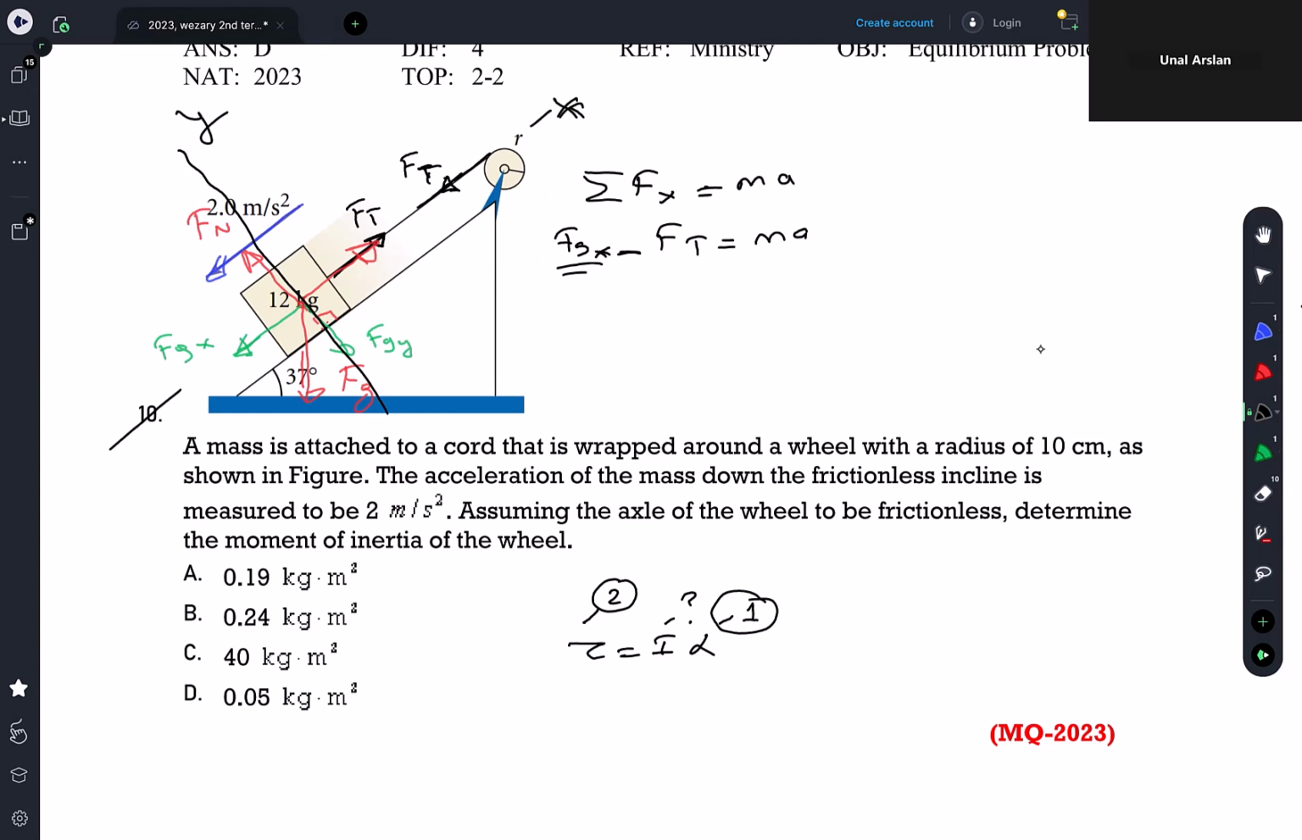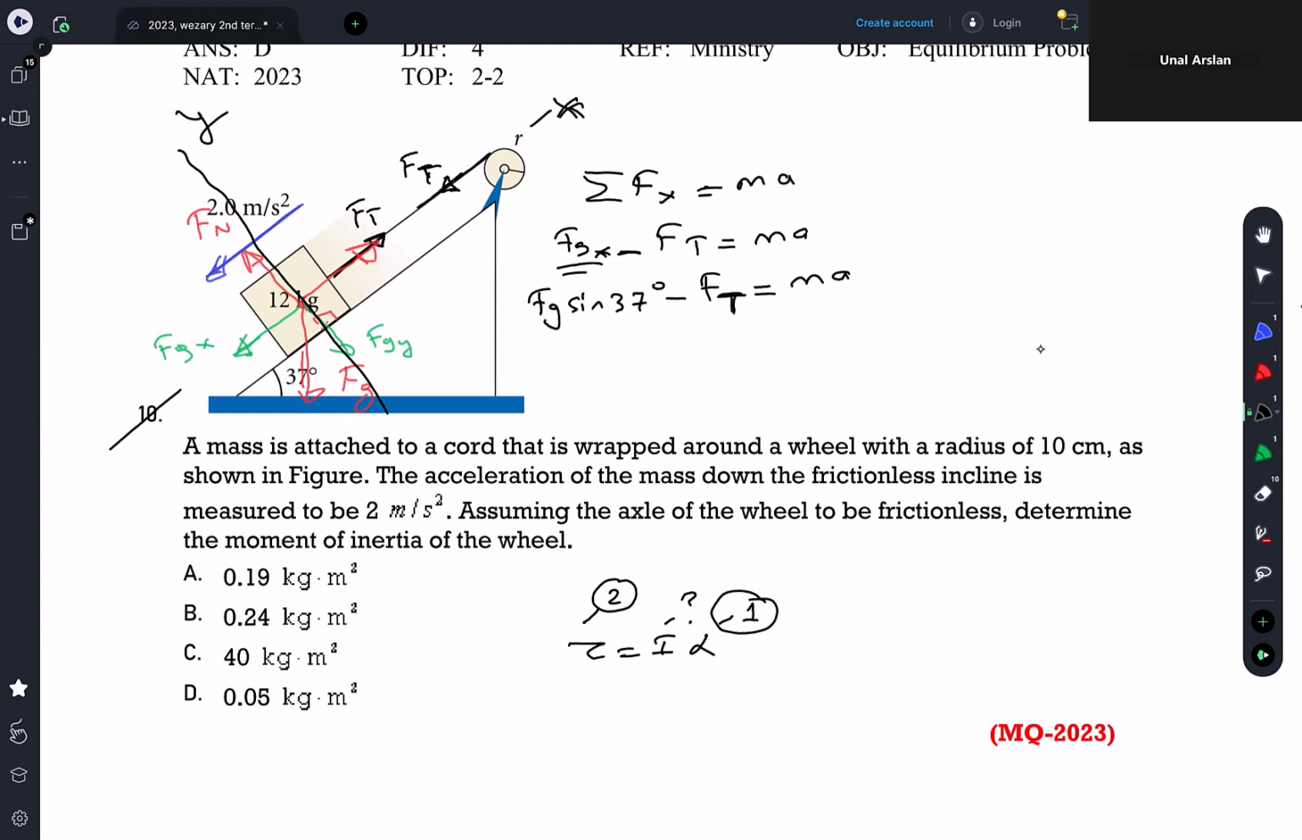Fgx is calculated by Fg times sine of the inclination angle. The inclination angle is given as 37 degrees. This is studied in the 11th grade, so I'm not going to prove it again. Always, the component parallel to the inclined plane is calculated by Fg times sine 37, minus Ft is equal to m times a. Let's write everything in here.